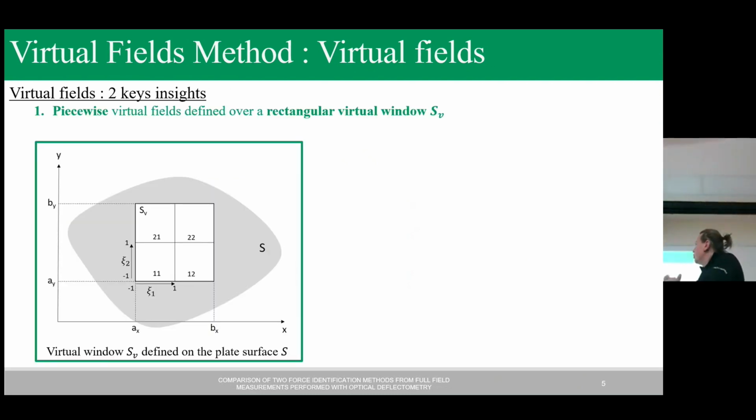In our case, you need to know two considerations about our virtual fields. First, as I said, those virtual fields can be functions that are defined all over the structure, but in our case, we use piecewise virtual fields. It means that those functions are only known at some points of a virtual mesh. The second consideration is that we define this virtual mesh only over a small rectangular window, which is drawn on this figure. You have the surface of the plate, S, and on it, a smaller rectangular window, SV.